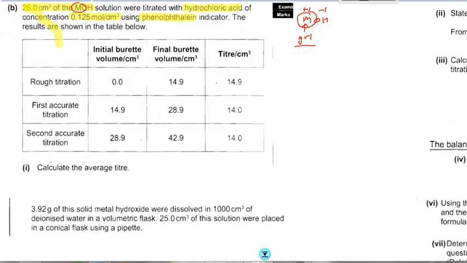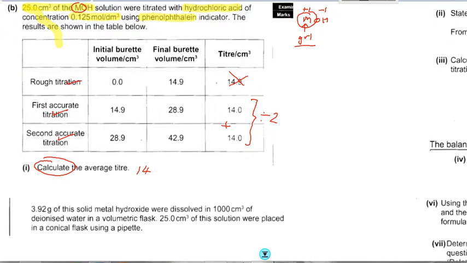So first thing is we've got to calculate the average titer. So we have 3 titers here. We have a rough, a first accurate, and a second accurate. Rough titrations do not get included in your average titer. So your average titer is simply these two here, which are both very kindly 14. So we just add those together, okay, and divide them by 2.